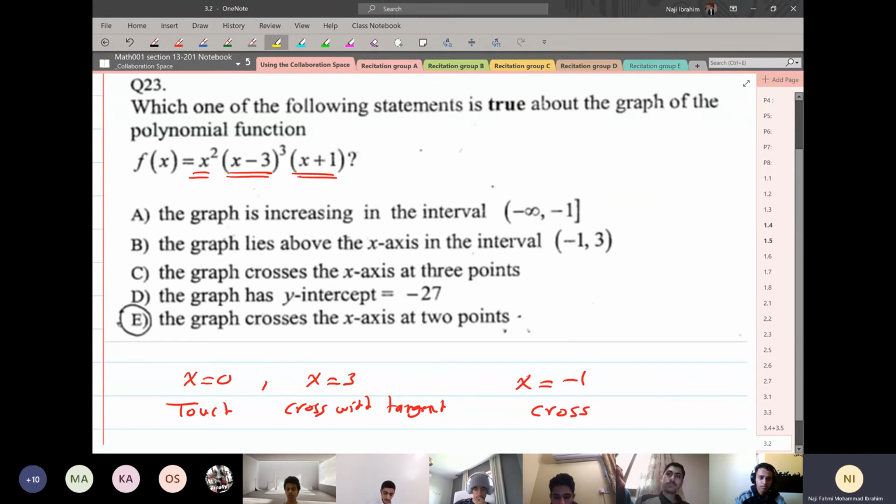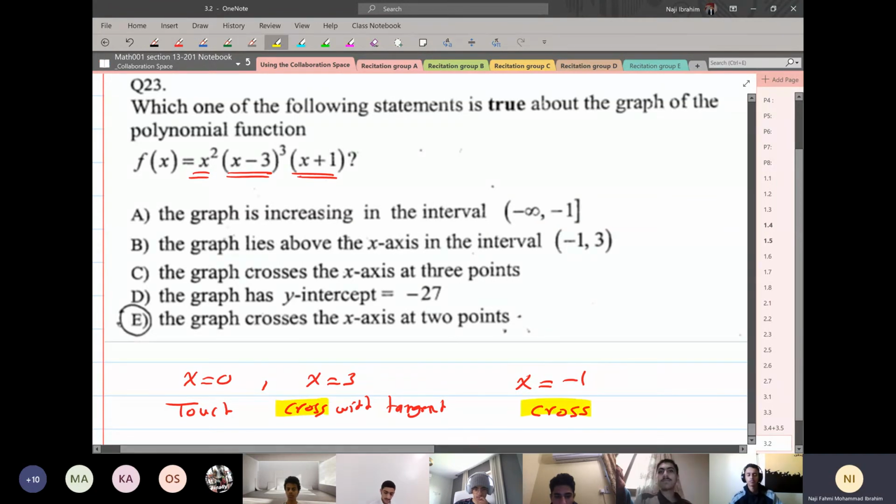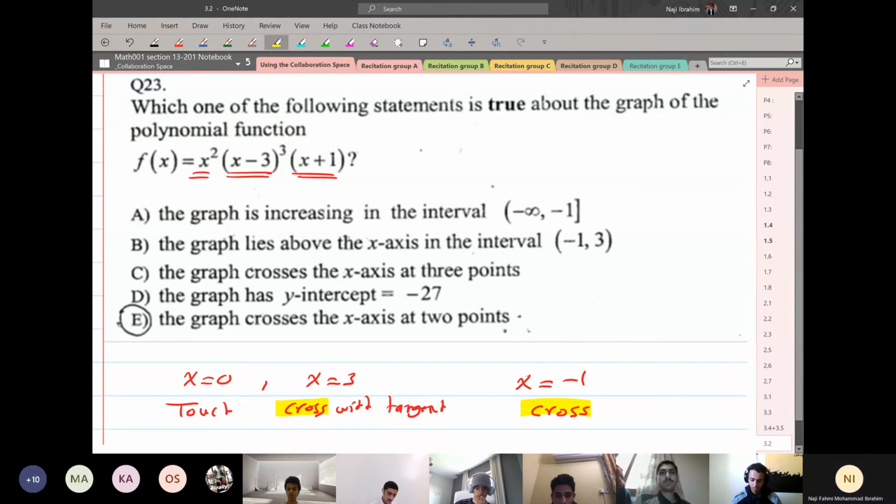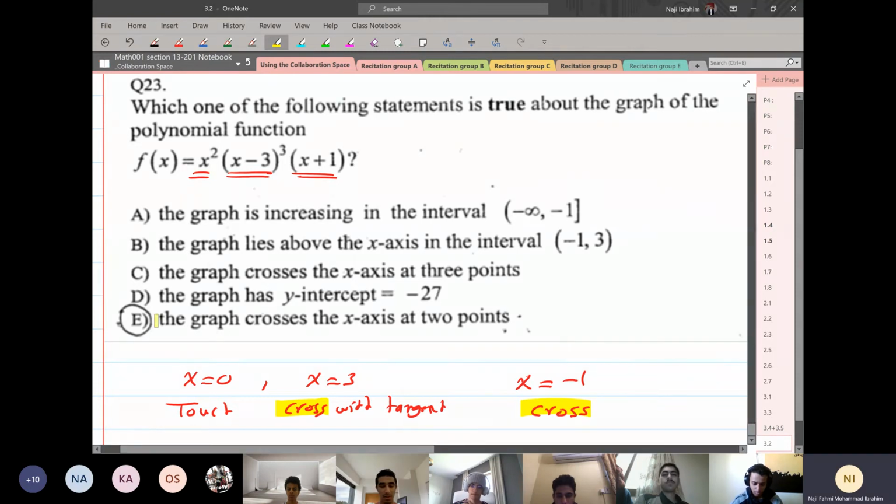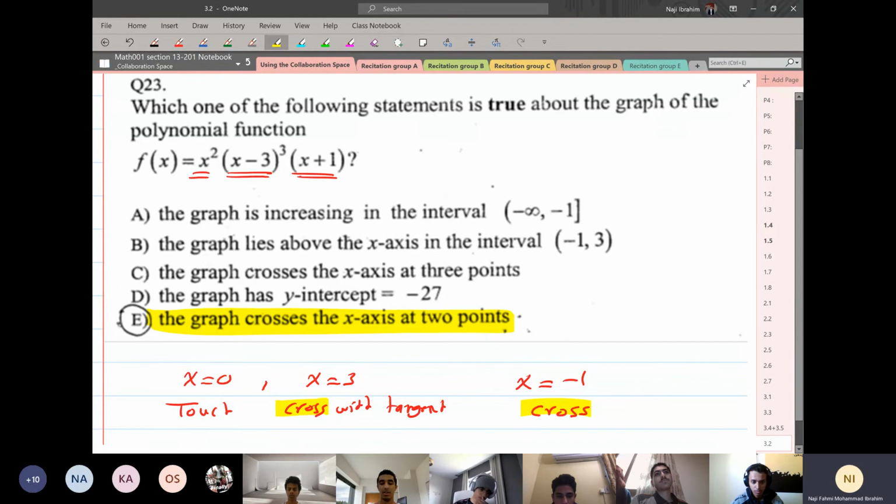Now, how many crosses do I have in the zeros? I'm going to ask Mahdi. How many crosses do you see? 2. So read the last one. Let's read the last choice, Shabab. The graph crosses the x-axis at 2 points. So this is the correct one.